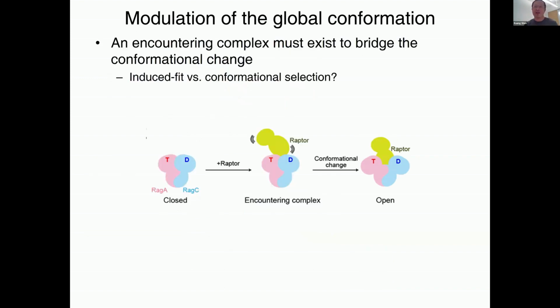So this brings us to the conclusion here: the Rag GTPase, when it's activated, is in the closed conformation, the global conformation is closed. And at the end, the global conformation is open. Somehow, either by induced fit or in a conformational selection process, Raptor is controlling the global conformation in order to be recruited to the lysosomal surface.